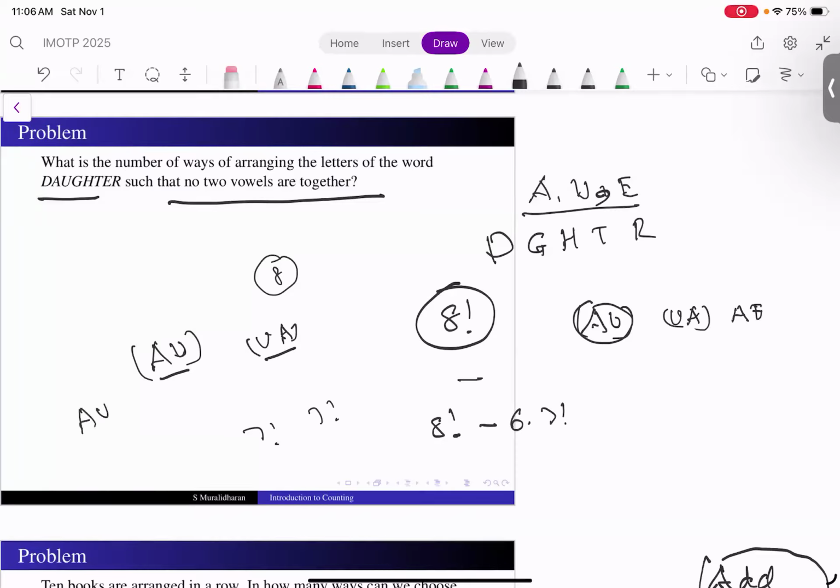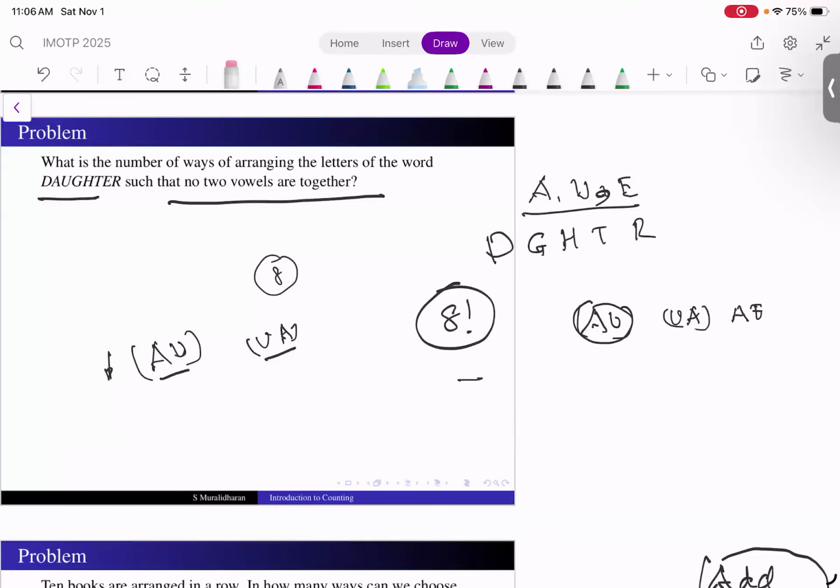What about AUE? That is 6 factorial. Isn't that already counted in AU? Yes, it's already counted. When you count AU together, you will be counting AUE together also. So you can't subtract that again, just like that. Right? Yes sir.